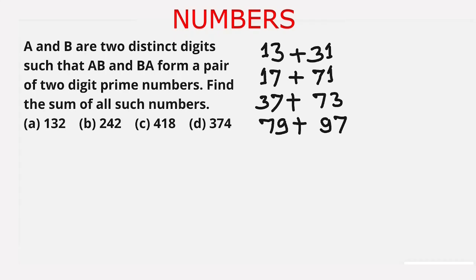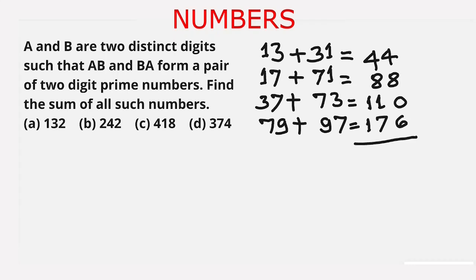If we add all these, 13 plus 31 is 44, 17 plus 71 is 88, 37 and 73 is 110, and 79 plus 97 is 176, and the sum of 44 plus 88 plus 110 plus 176 is 418. And from the given options, our answer is option C, 418.